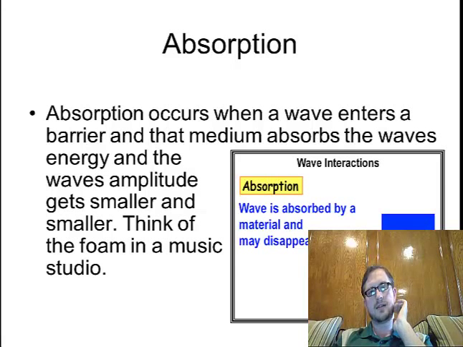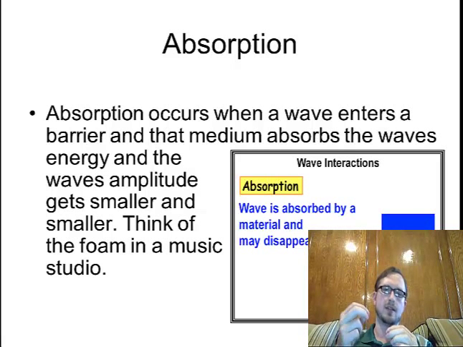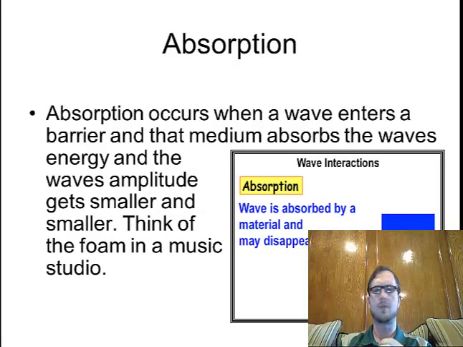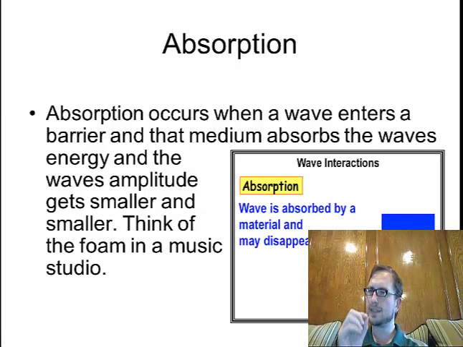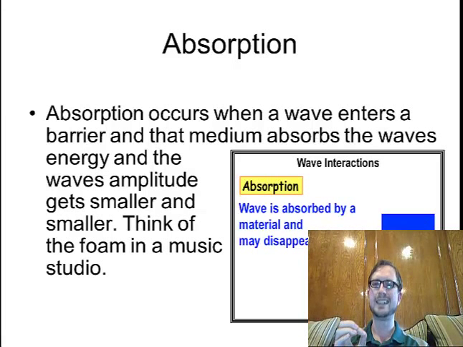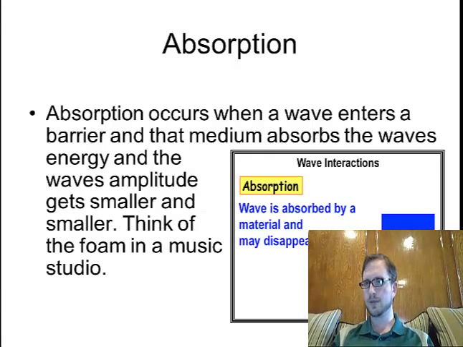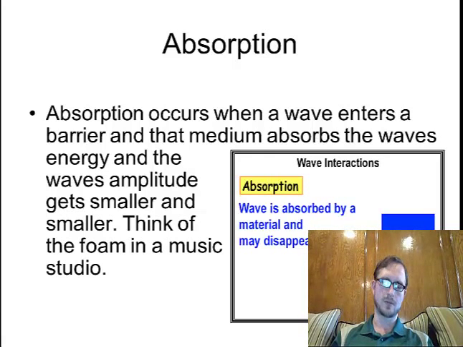Now, typically, we always get a little bit of absorption and a little bit of reflection. It's usually not perfect. Even a mirror is really, really good at reflecting things, but not perfect. A little bit gets absorbed. And even the darkest black, which absorbs almost all the light, still reflects a little bit. I mean, you can still see it there. So it's always somewhere in between. You don't get 100% absorption or 100% reflection.